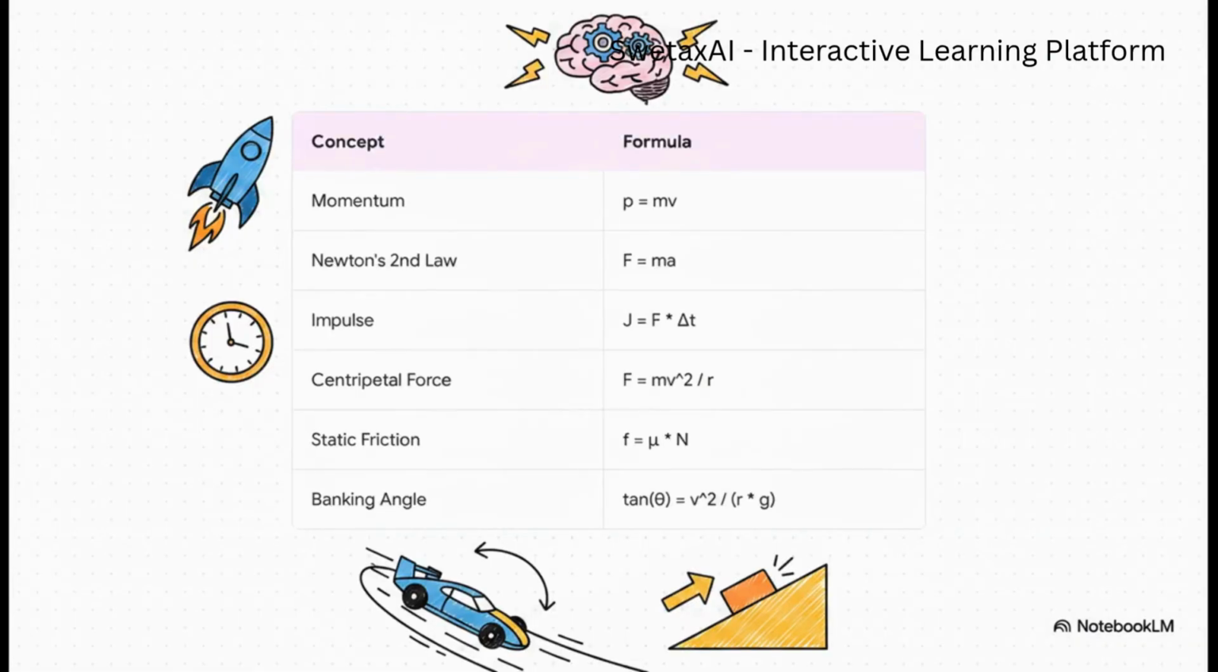All right, here's your ultimate cheat sheet for classical mechanics on exam day. We've got momentum, Newton's second law, impulse, centripetal force, static friction, and that all-important formula for the banking angle. I literally want you to mentally screenshot this table right now. Seriously, burn these formulas into your memory, because knowing these inside and out by heart is going to save you so much precious time when you're sitting down for your exams.